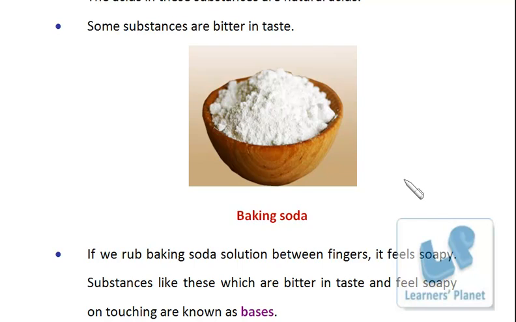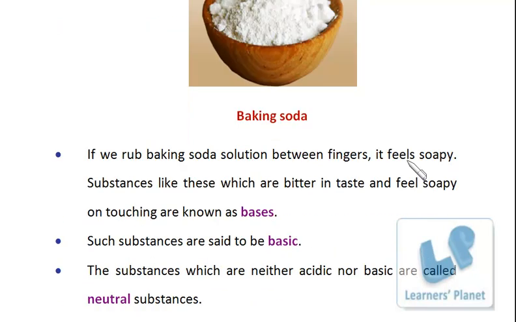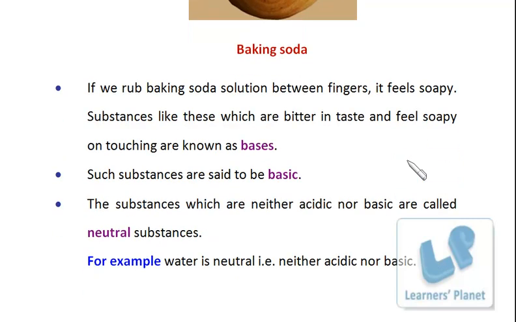Substances like these, which are bitter in taste and feel soapy on touching, are known as bases, right? Acids, sour taste; bases, bitter taste. Such substances are said to be acidic and basic, and the substances which are neither acidic nor basic are called neutral substances. We can take the example of water. It is neither acidic nor basic.